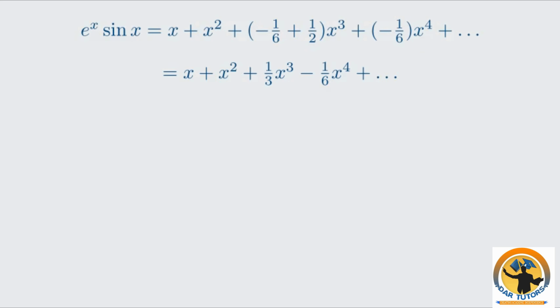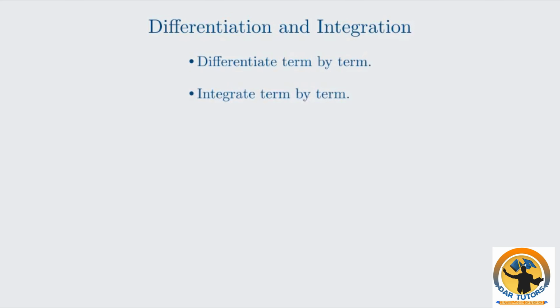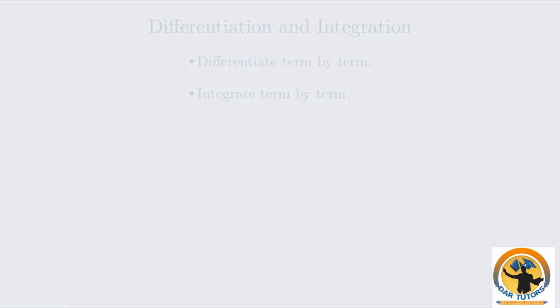One of the most powerful properties of Maclaurin series is that they can be differentiated and integrated term by term. This means we can find the derivative or integral of a function by simply differentiating or integrating each term of its series individually. This is incredibly useful for functions that are difficult to differentiate or integrate directly. Let's see this in action.